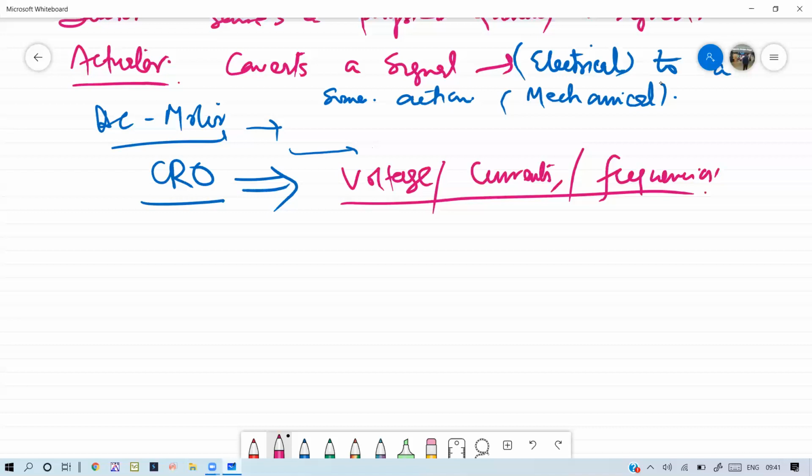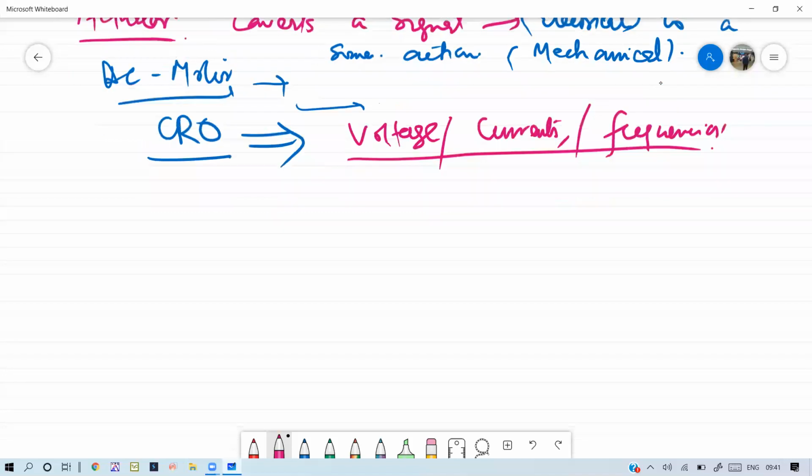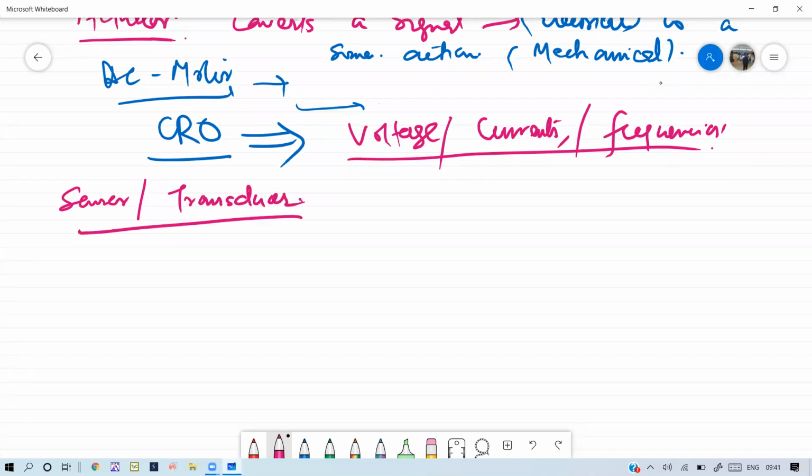In general, if you want to see what the exact difference between the sensor and actuator is, first we will see how they are the same. They are the same in their principles, sensor or transducer. The basic principles are all the same.